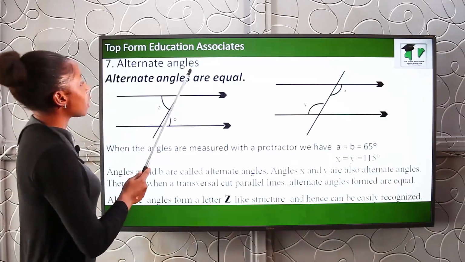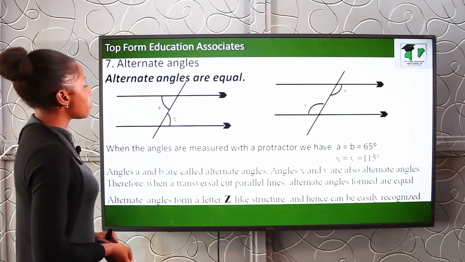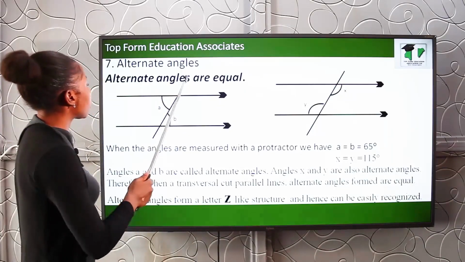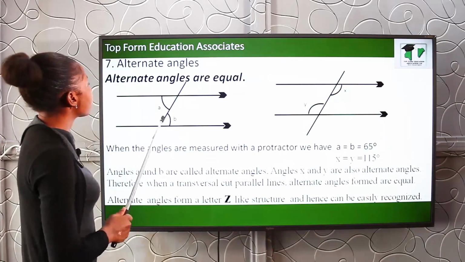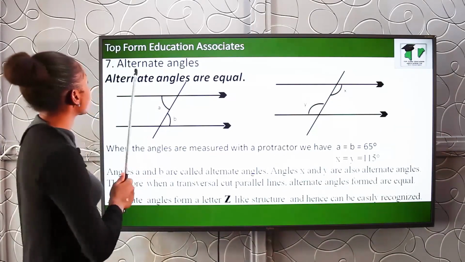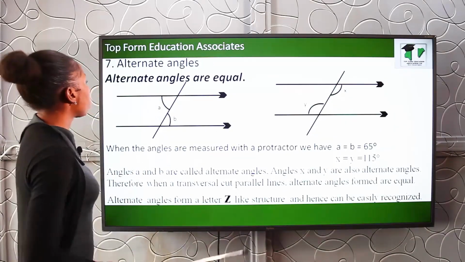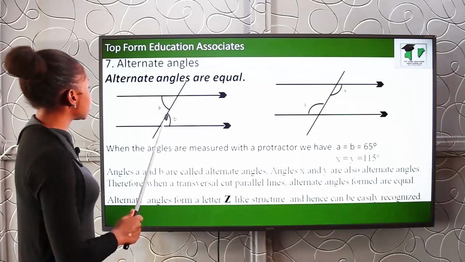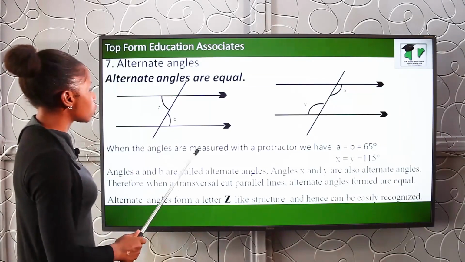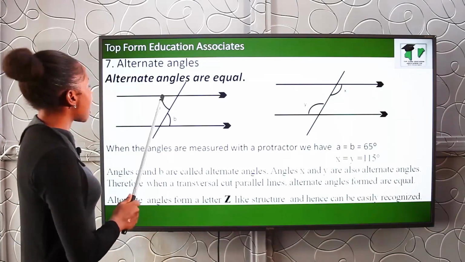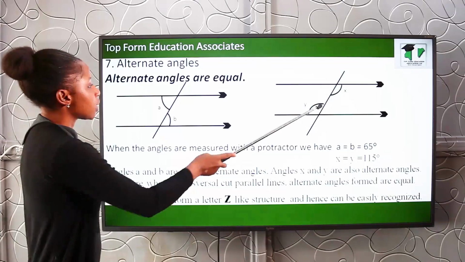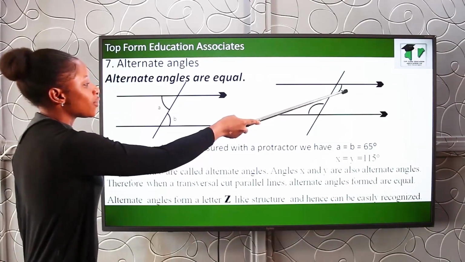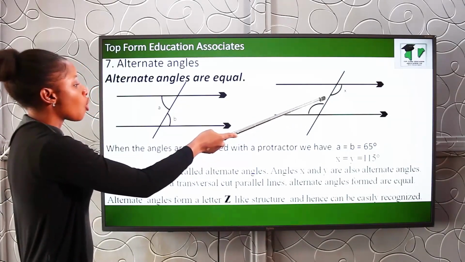Alternate angles. Remember, we just said when a transversal cuts across two parallel lines, we have two types of angles formed. The first one is an alternate angle. Alternate angles are equal. When we measure these angles A and B with a protractor, we discover that they are the same. Same with X and Y. When we measure X, we discover that the value for X is also the value for Y.